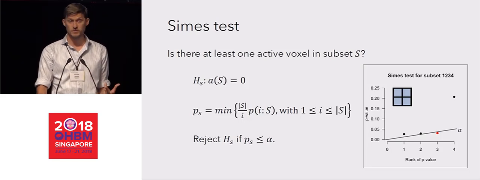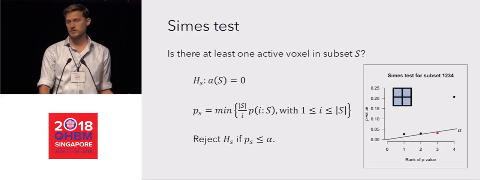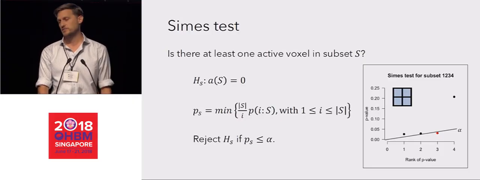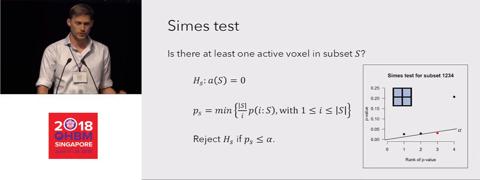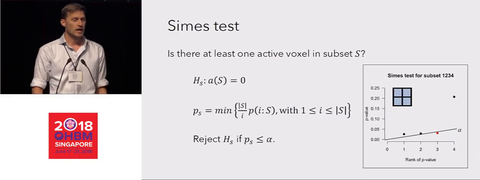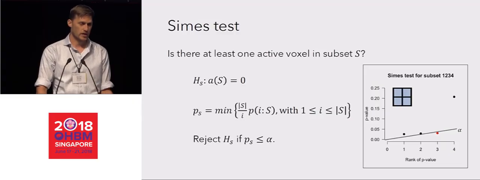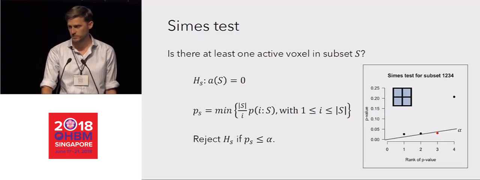So for every subset that we have, we will perform a test to see whether there is activity within that subset. And we do this with the Simes test. The Simes test asks the question, is there at least one active voxel in subset S? And we have a null hypothesis H_S, that there's no activity, and if we can reject the null hypothesis, we have activity in the subset.